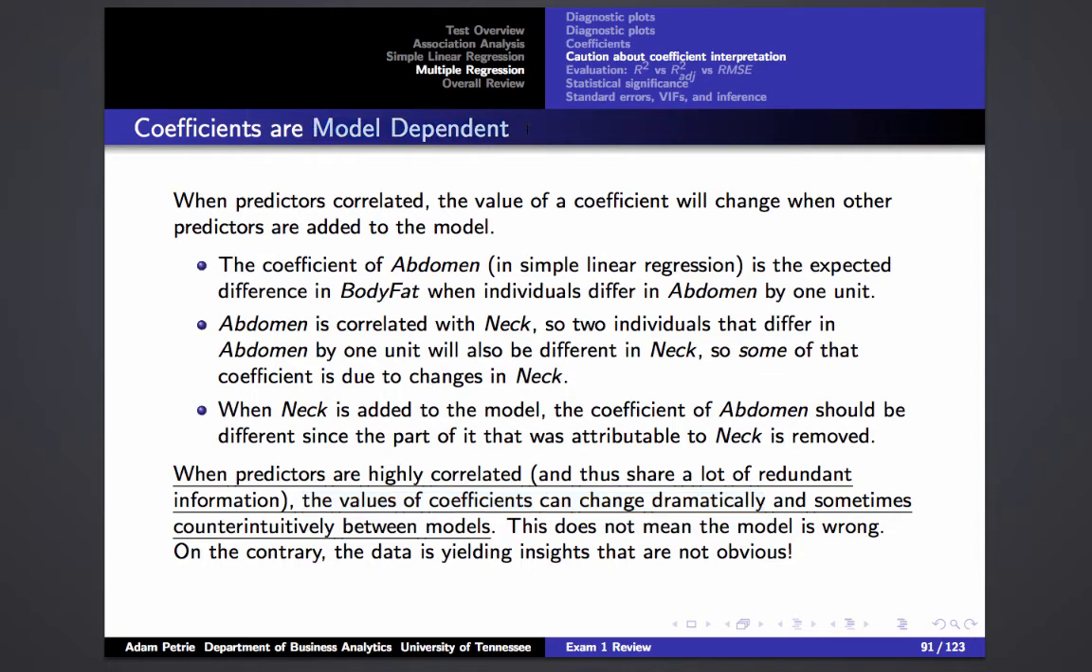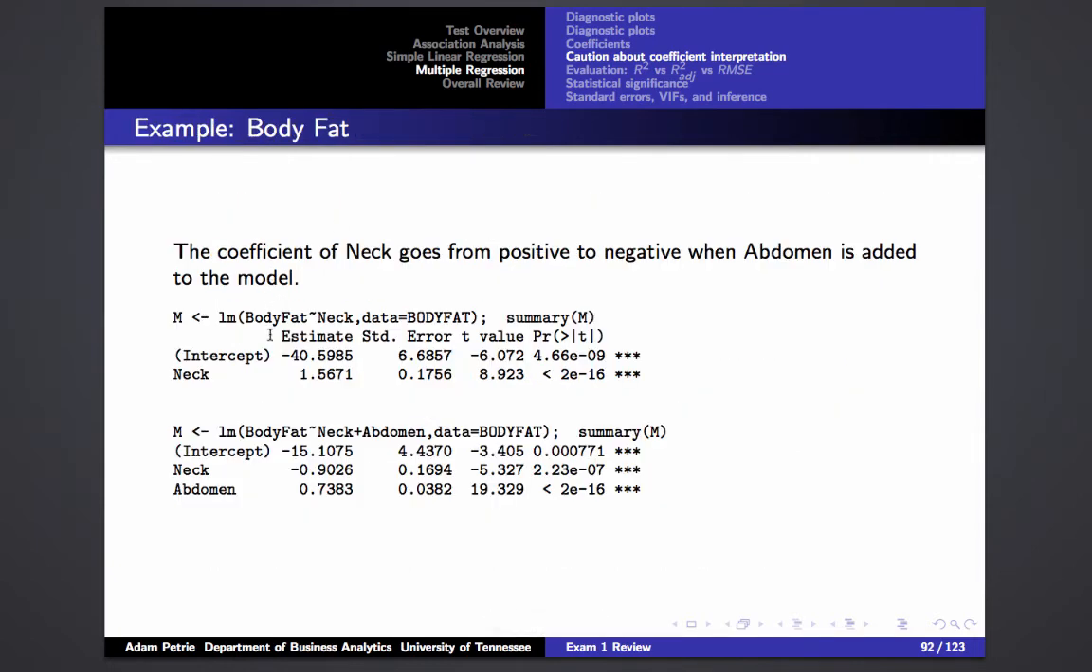If you change the variables in your regression model, the coefficient of a particular predictor is going to change as well. So for instance, trying to predict body fat from someone's neck circumference, we see a coefficient of 1.6. All right, two individuals who differ in neck circumferences by 1 centimeter are expected to differ in body fat percentages by 1.6%, with the one with the thicker neck having the higher body fat percentage.